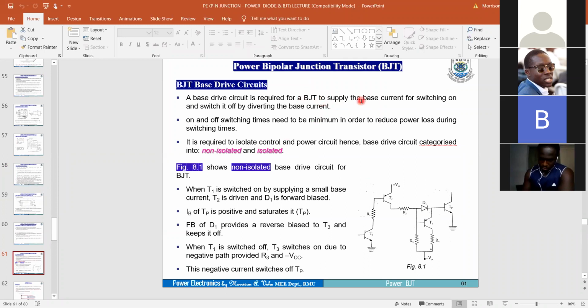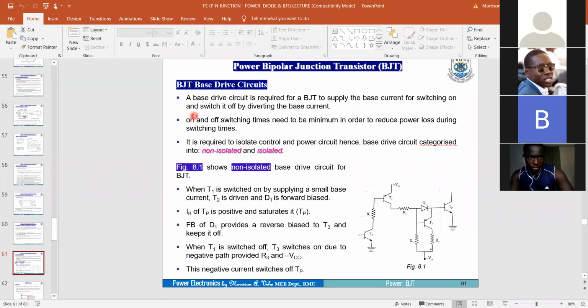You require that to supply the base current to switch on the device or switch it off, as well, by diverting the base current. Like we said earlier, once your base current IB is equal to 0, no collector current will flow. All right, because of that, you're going to have the transistor in the off state. Is that right?